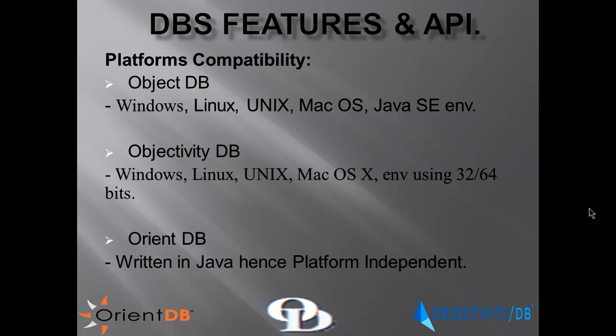For each of our NoSQL databases, we have compared the platform compatibility. For ObjectDB, it supports Windows, Linux, Unix, Mac OS, and Java SE environment. ObjectivityDB supports Windows, Linux, Unix, Mac OS, and environment using 32 or 64 bits. OrientDB, however, is written in Java and hence it is platform independent.